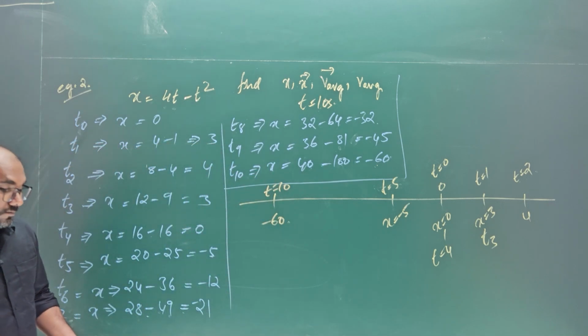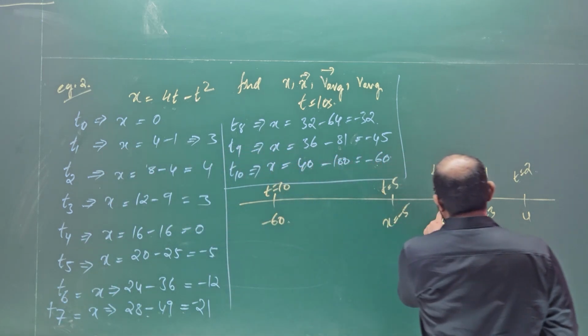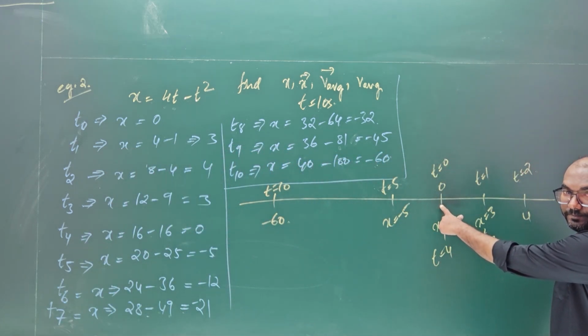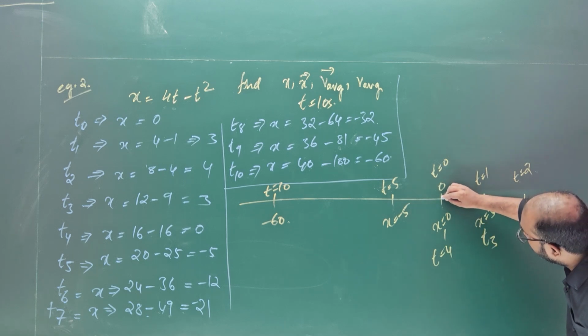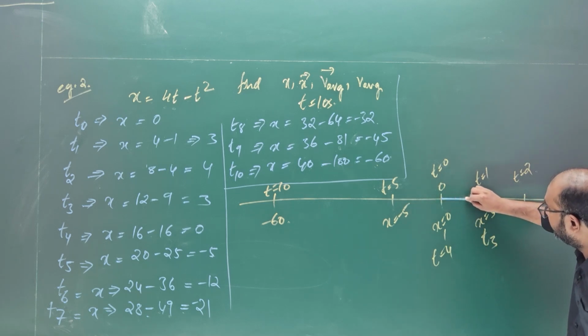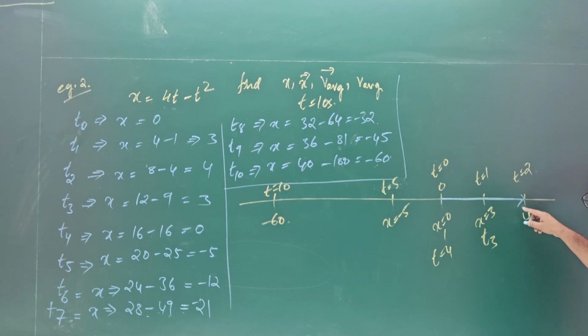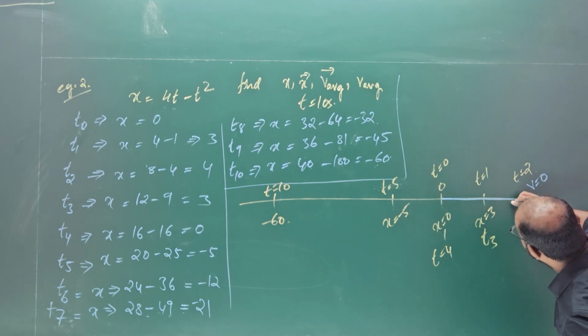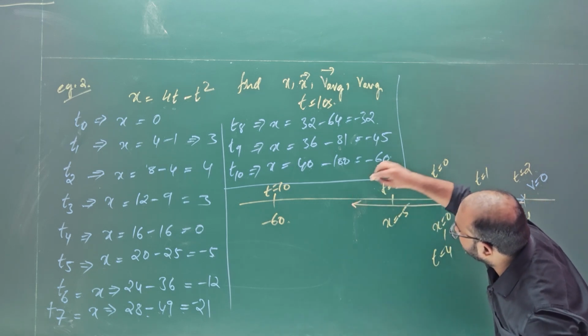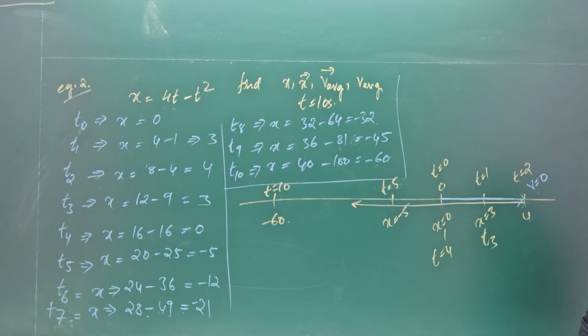Now, watch carefully. The body started from here at t equals 0 and it is moving in this direction. If the body reached here, its velocity at t equals 2 seconds is becoming what? 0. Then, in reality, the body is going in this direction now. Got my point?